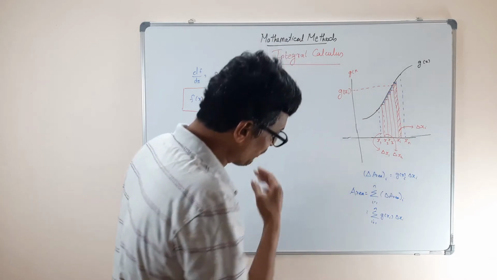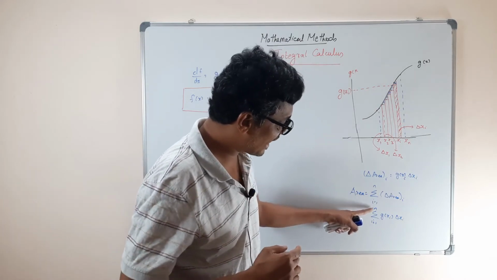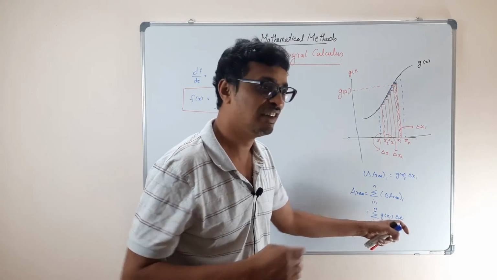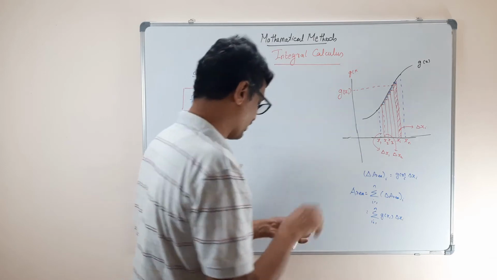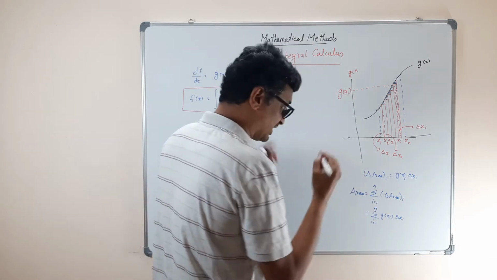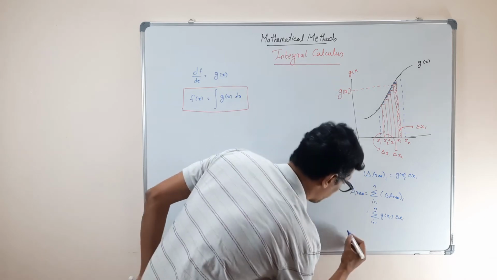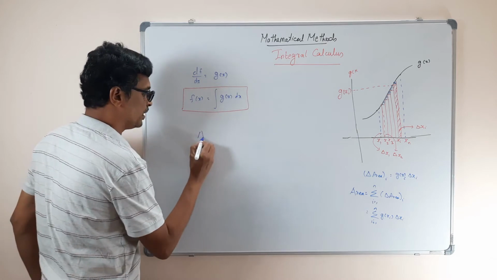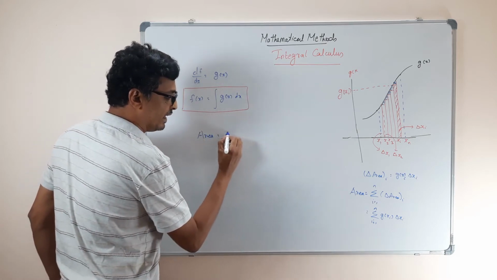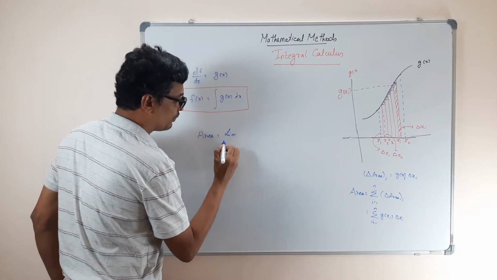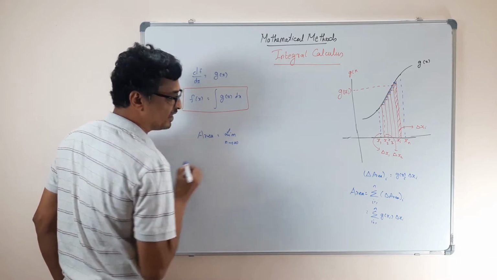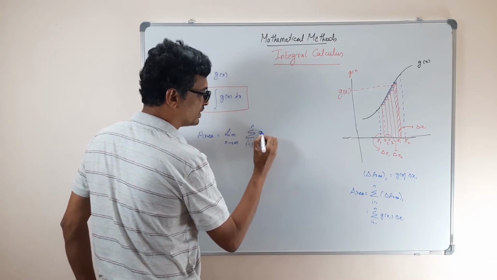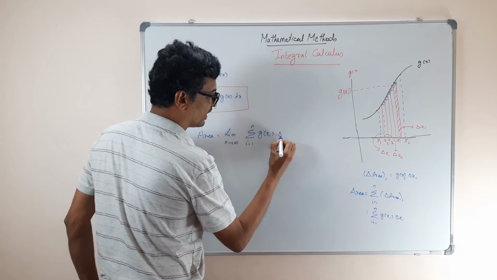So if I divide this by n, and n goes to infinity, then delta xi will become dxi. So the accurate area will be, let me write it here, the limit of n tends to infinity, summation of i equal to 1 to n of g of xi delta xi.